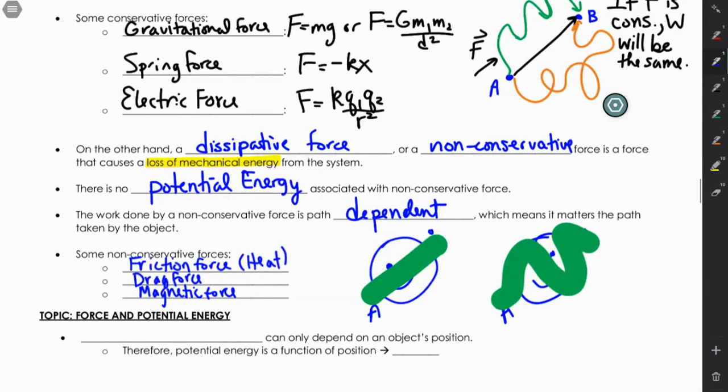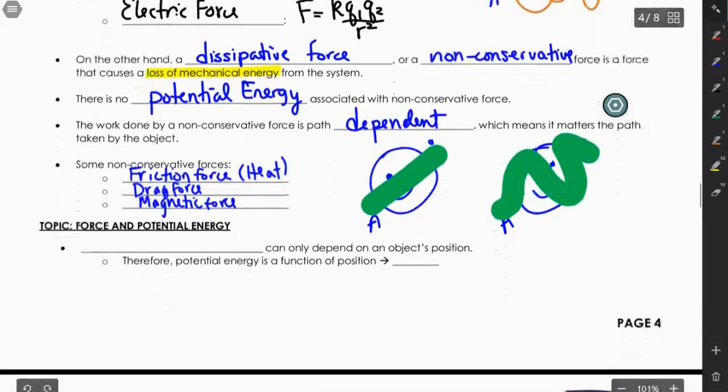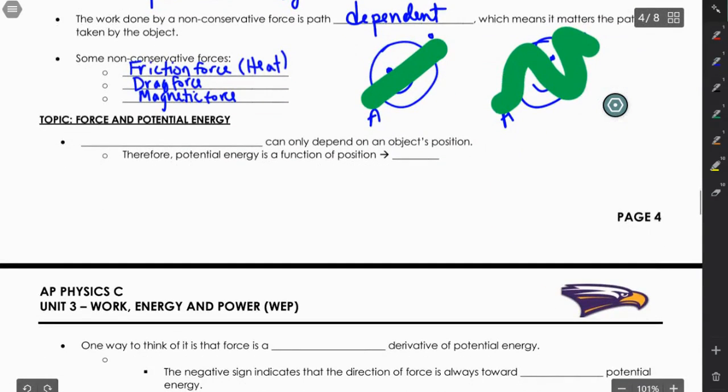All right, so in this video, we're going to start talking about potential energy. In the last video, we talked about how conservative forces had potential energies associated with them. And so let's start looking at that, right? And so where does potential energy come from? It actually comes from this force, but potential energy is officially defined as, can only depend on an object's location, okay? We mentioned that in the last video. And so therefore, potential energy is a function of position. So we can write that as U of x, right?